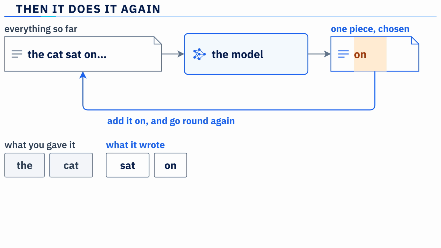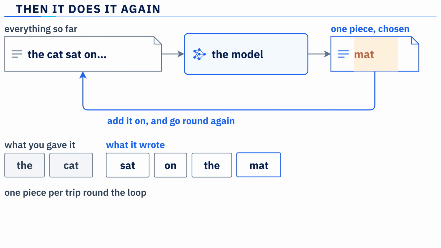Second trip. The text going in is 1 piece longer now. It picks on. Third trip and notice nothing new is happening. It is the same 3 boxes every time. The. Fourth trip, mad. And this is a big part of why the answer holds together. Every trip, the model reads the text again. That includes the pieces it has just written. So each new piece is scored to fit the ones before it. It is not making 6 separate guesses. Each guess already knows what the earlier ones were.